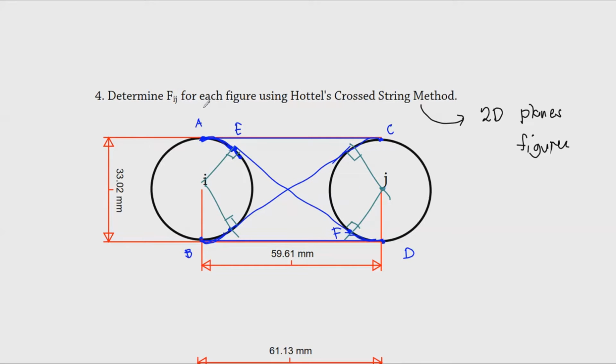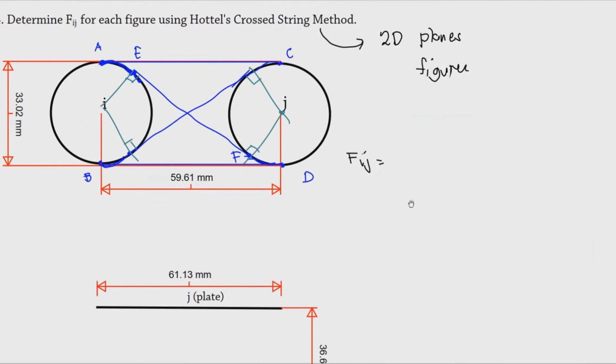Hottel's cross-string method states that we can determine the view factor by using a formula. Let's say we have IJ material, so we can determine the view factor of IJ by taking the total cross string.